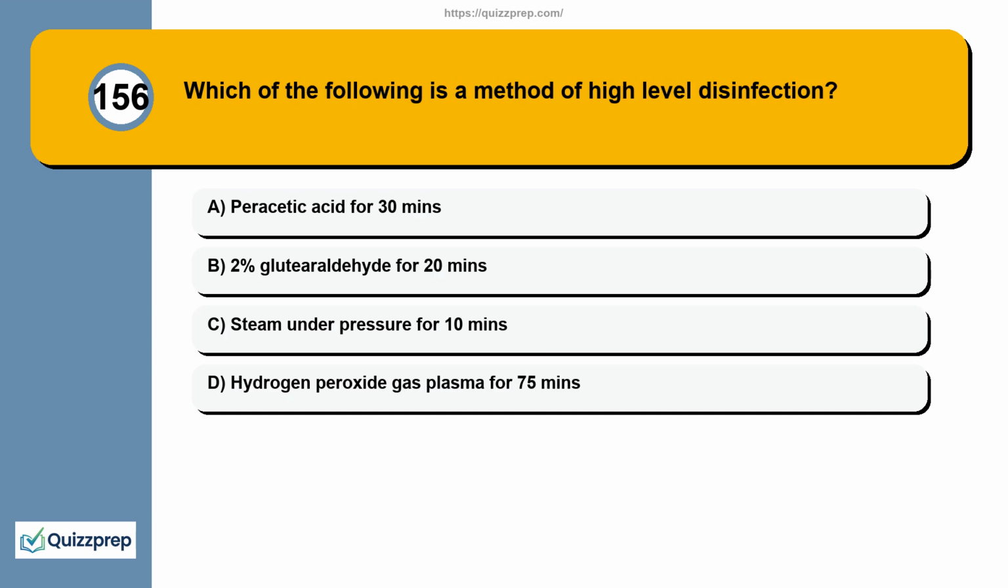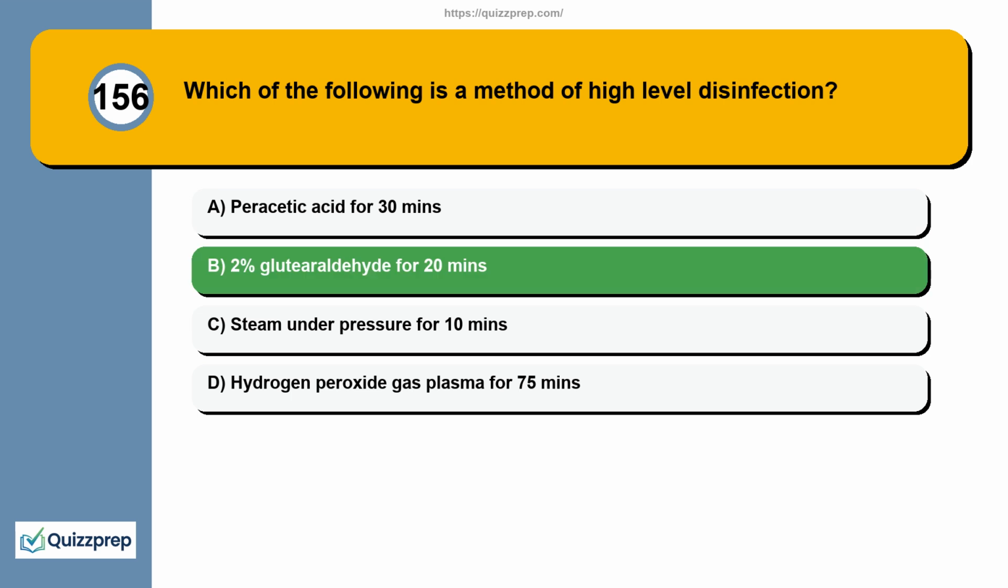Question 156. Which of the following is a method of high-level disinfection? Option A, peracetic acid for 30 minutes. Option B, 2% glyceraldehyde for 20 minutes. Option C, steam under pressure for 10 minutes. Option D, hydrogen peroxide gas plasma for 75 minutes. The correct answer is option B, 2% glyceraldehyde for 20 minutes.